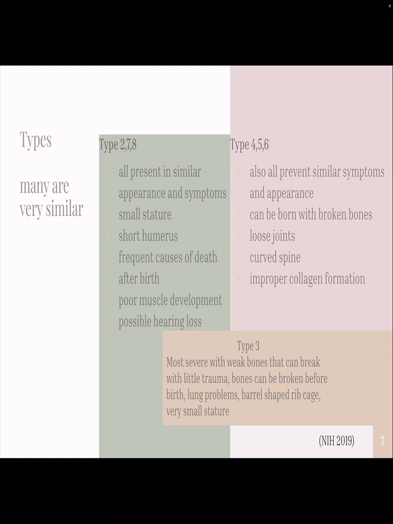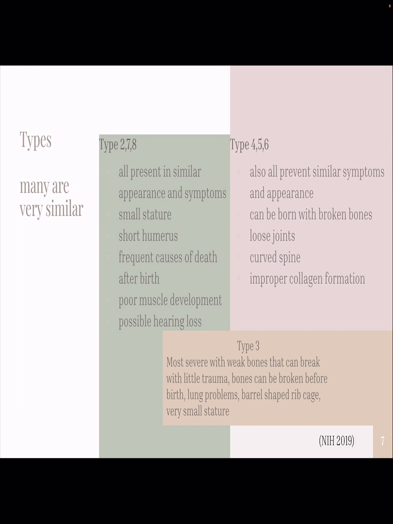These types have frequent death at birth, and if they make it past birth, the patient will have poor muscle development and symptoms may get worse as they grow up, which would be progressive symptoms. So they might even progress to have hearing loss in their future. Type 4, 5, and 6 are also very similar.